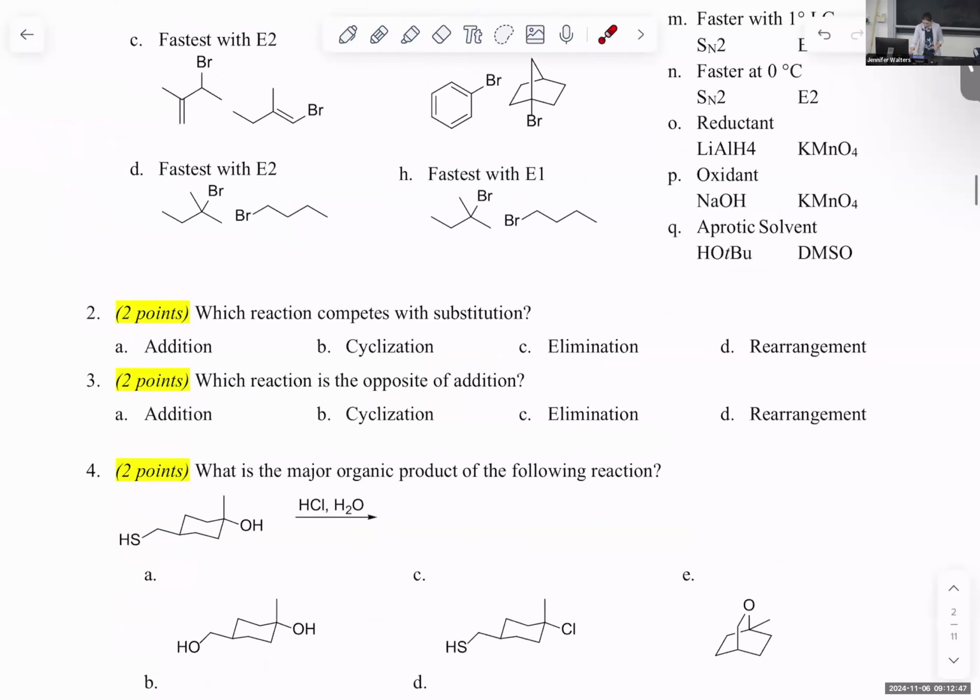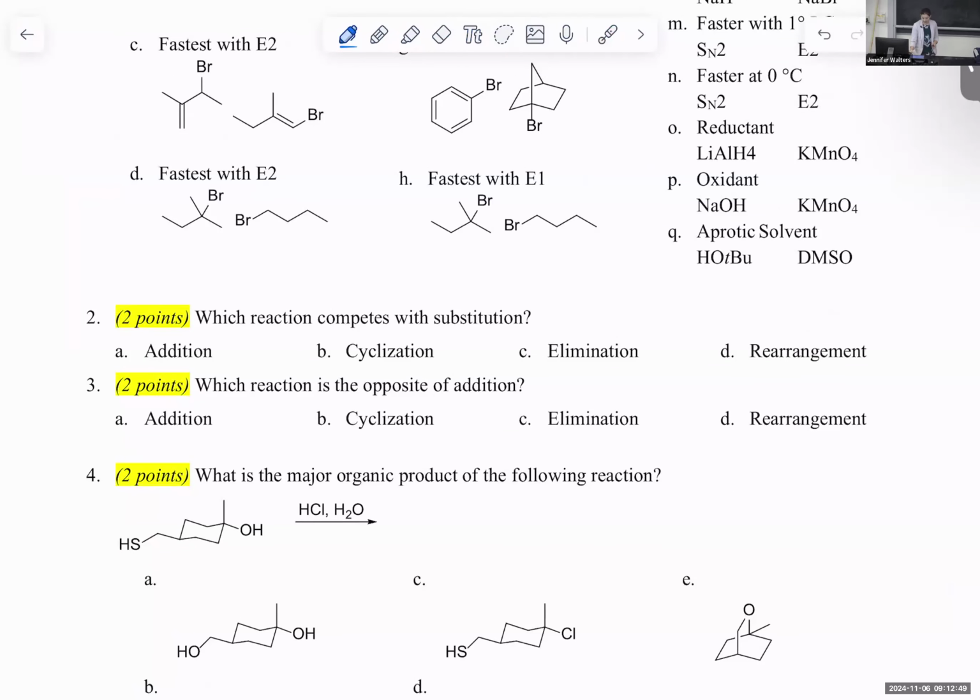Okay. So question 2. Hopefully that one is pretty straightforward. It's asking what competes with substitution. Remember that when I'm saying compete, I'm talking about the fact that there are multiple reaction pathways that can occur. So what is competing with substitution is elimination, right? Because if you have hydroxide, you have a strong nucleophile, it could also be a strong base. If your reagent is acting as a nucleophile, what else could it act as? It could also act as a base and do the elimination.